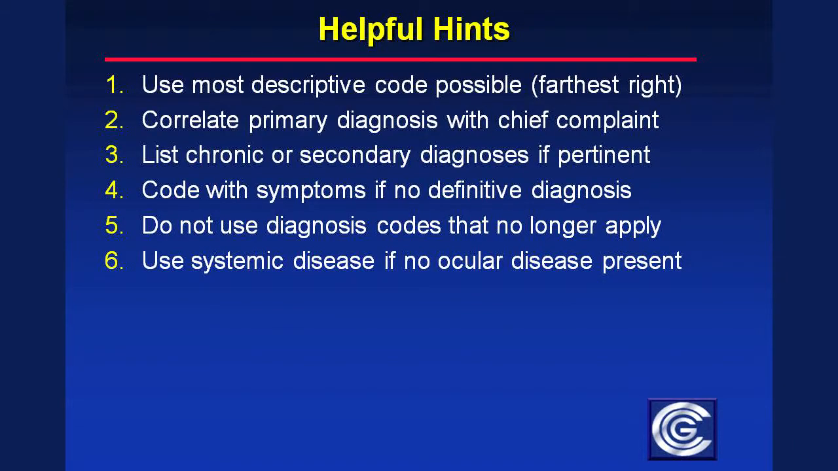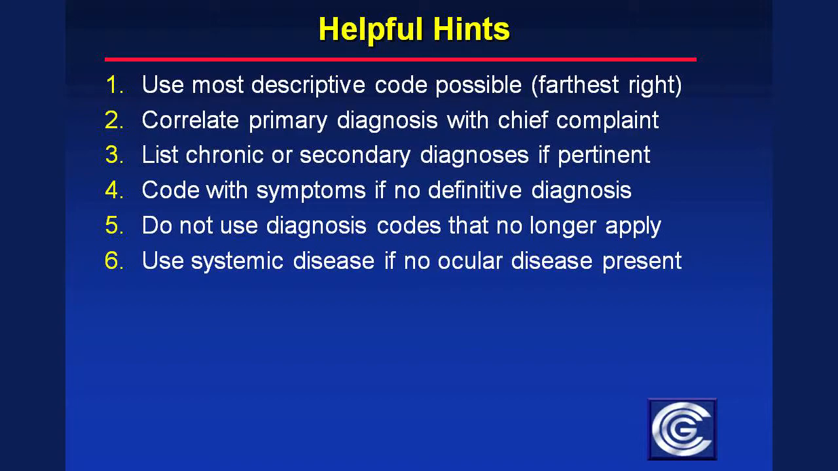Let's go through a series of helpful hints to improve your diagnosis coding. First, use the most descriptive code possible, the one that's farthest to the right. Next, correlate the primary diagnosis with the chief complaint. Next, list chronic or secondary diagnoses if pertinent.